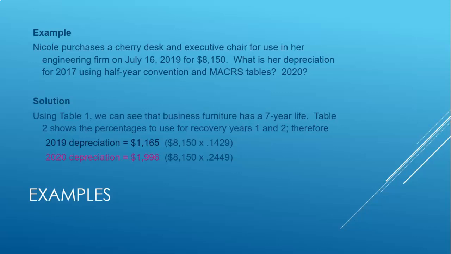So for 2019, which is recovery year one, the first year that we had the furniture, we would take the $8,150 times 14.29%, which is 0.1429, and we get $1,165. For the second year that we own it, we're in recovery year two, that's 2020. We take the original cost, $8,150, times the 24.49% on the table, and we get $1,996.